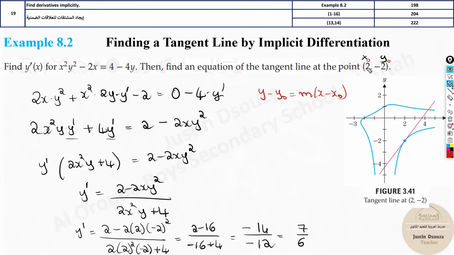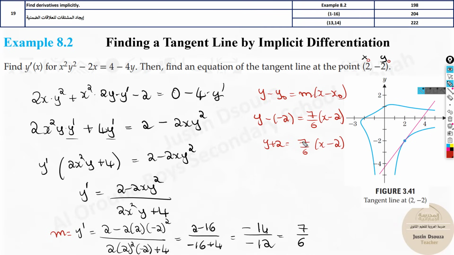Now what we do, the y value, just substitute over here: minus y naught is negative 2, equals 7 by 6. We have found this. y dash is basically the m value, okay? m is equal to y dash, into x minus x naught, which is 2. Now simplify, it will be y plus 2 equals 7 by 6 of x minus 2.